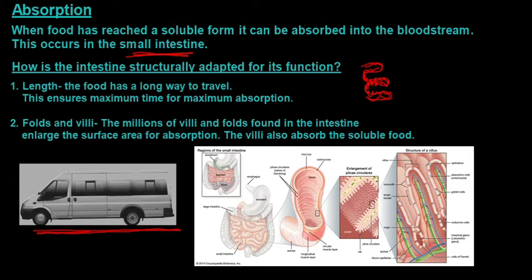Then next, there's also folds and villi. So the millions of villi and folds found in the intestine enlarge the surface area for absorption. The villi also absorb this soluble food. So as we have the intestine here, on the inside of the intestine, you've got these finger-like projections sticking out. And on these finger-like projections, here's the one on the right, you've also got even smaller projections coming out of them known as microvilli. So this is very important, and we'll look at this structure in further detail just now.